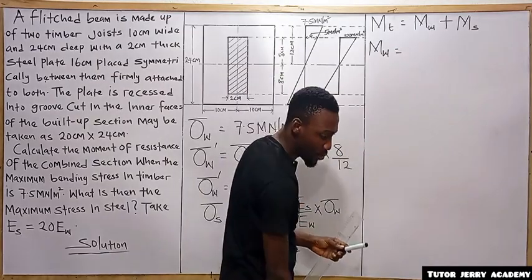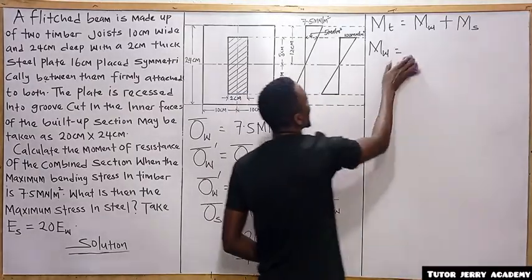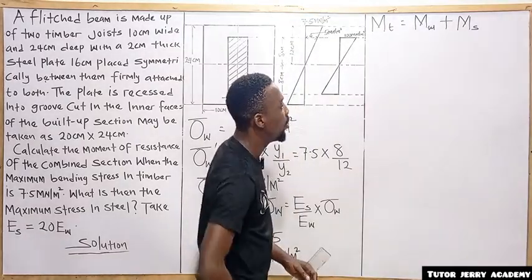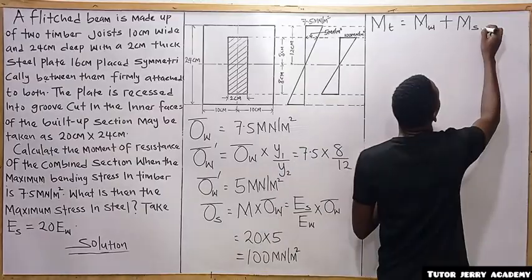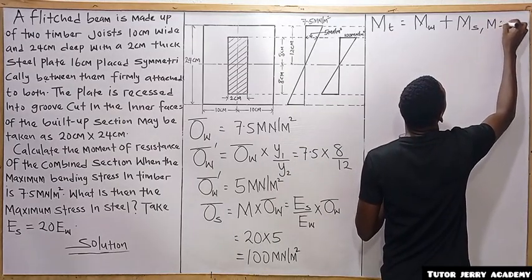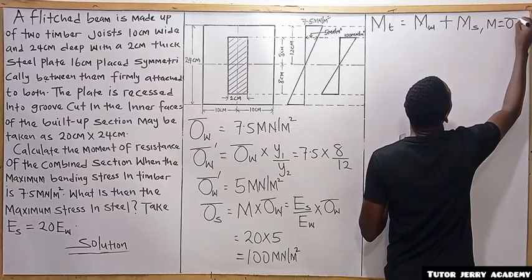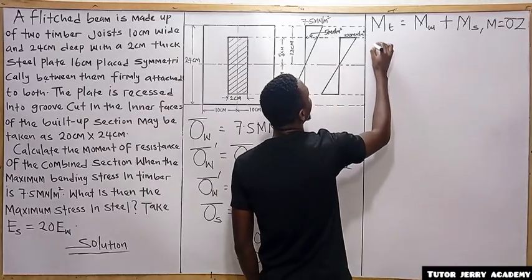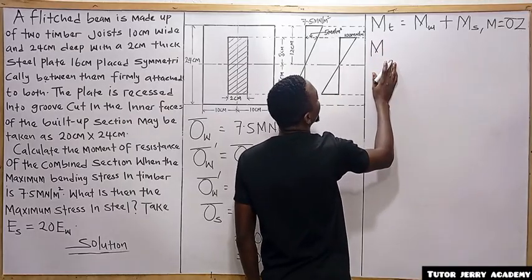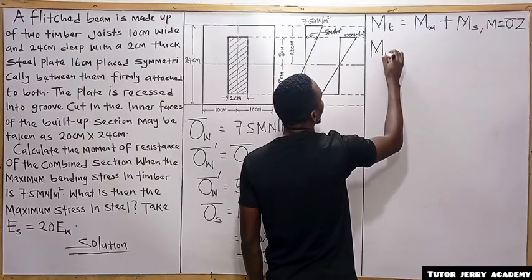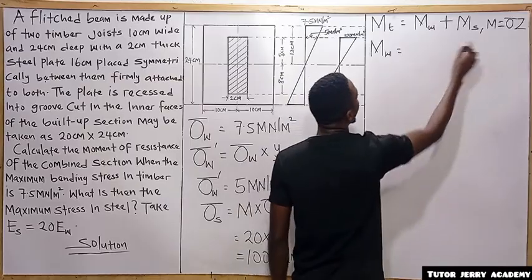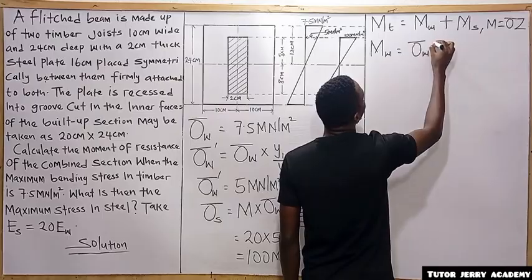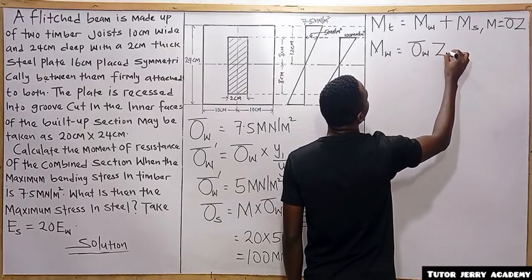But before we do this, let me quickly show you the formula that we are going to use. So from our flitched equation, we know that moment is equal to stress multiplied by section modulus. So this is the formula we are going to be using. So we can therefore say moment of resistance of wood will be equal to stress in the wood multiplied by section modulus of the wood, right?